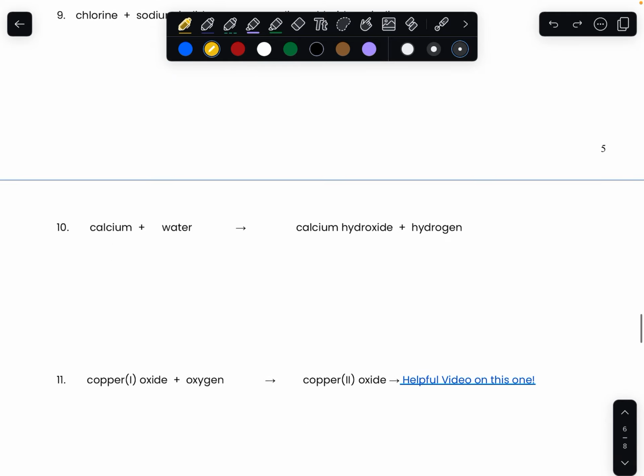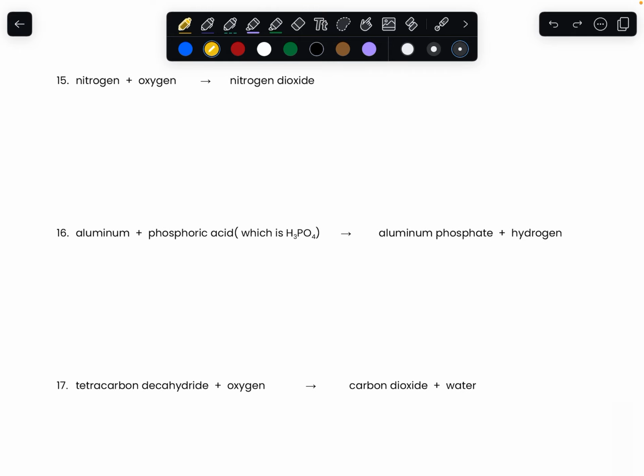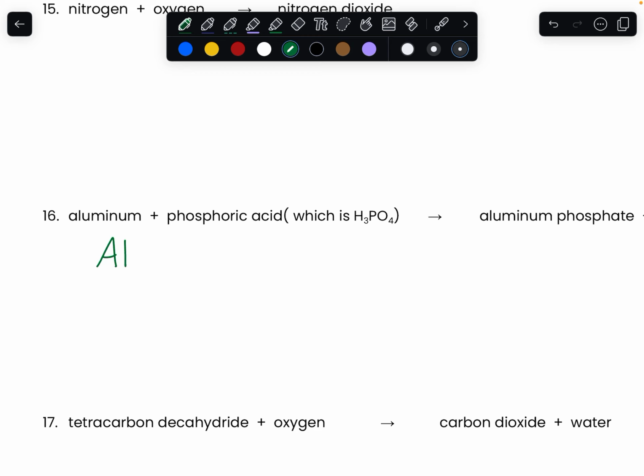We are going to look at number 16. Okay, so number 16 is a little spicier, right? And it's a little bit more involved. So let's go ahead and start writing down some formulas. Okay, aluminum is Al, if you look that up on the periodic table, and it's on its own, so it has no charge. We're going to add this to phosphoric acid. Luckily, I'm giving you the acid formulas in this class, so you don't have to memorize how to write those.